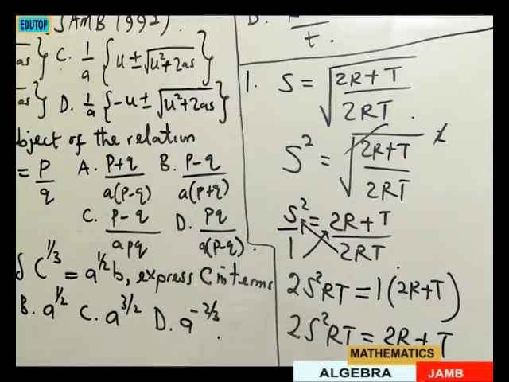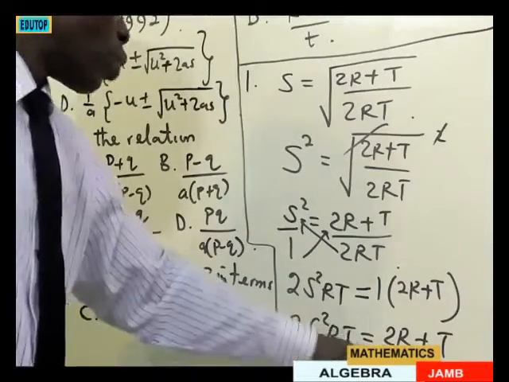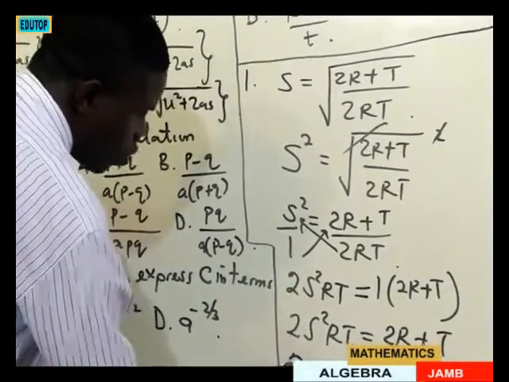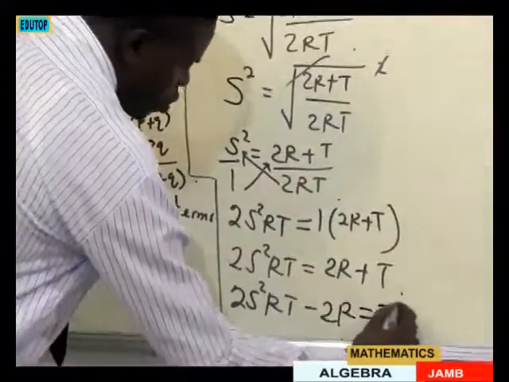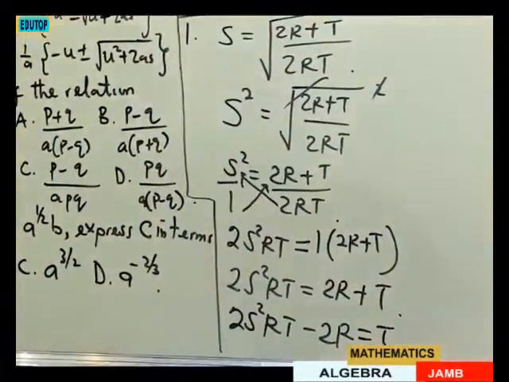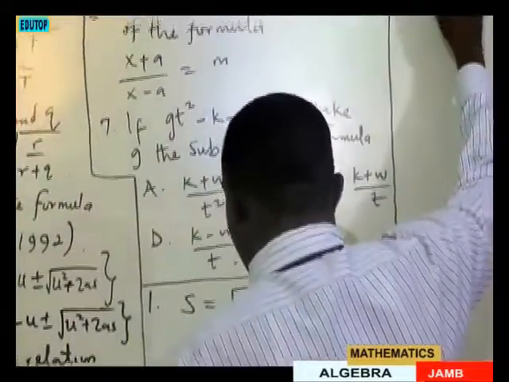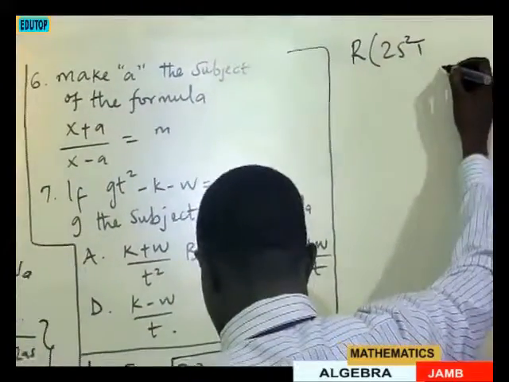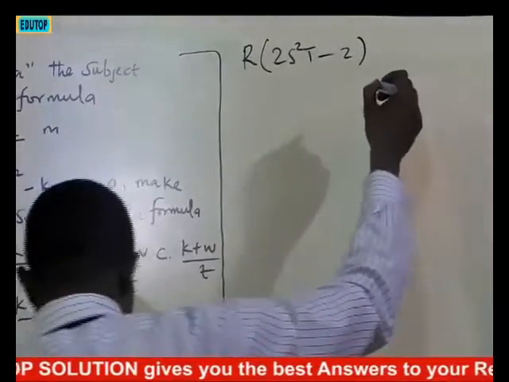And look at what we have here. R is here, R is here. So what we need to do is to take this R to this side. By doing so, it becomes minus. So you have 2S squared RT minus 2R equals T. Then R is common to these two terms, so we can factorize the R out. And by so doing, we have R into (2S squared T minus 2) equals T.